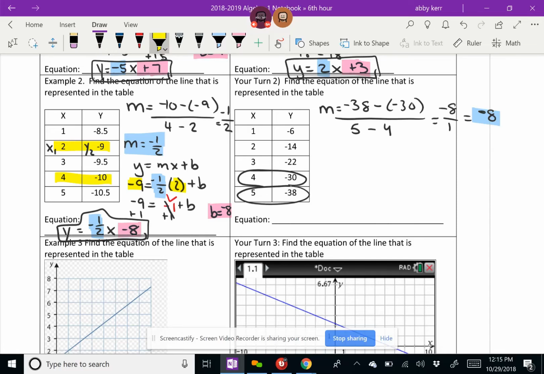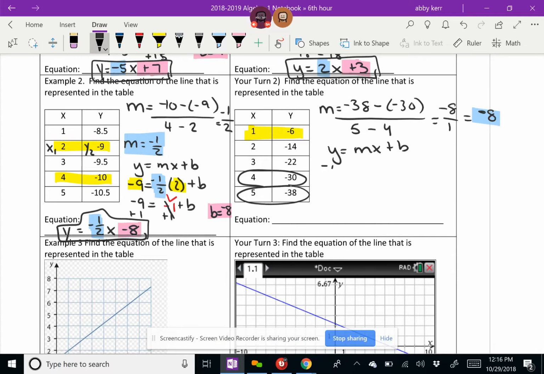Now, once again, it doesn't matter which ordered pair you use. I'm actually going to show you. I'm going to pick this ordered pair. So you don't even need to pick the same ordered pair that you use for your slope. As long as it's on the table, you can use it.